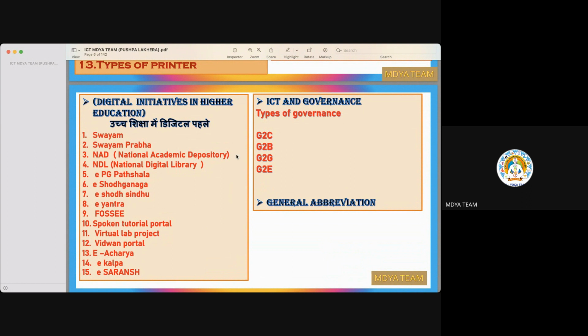Then types of governance, that is G2C. G2C means government to citizen services. B for business. G2G is government to government. There are various departments in a government, so one department can communicate with another department through ICT devices, ICT software. Then G2E means employees. If a particular government department has a connection with its employees, that uses ICT. So that is G2E.